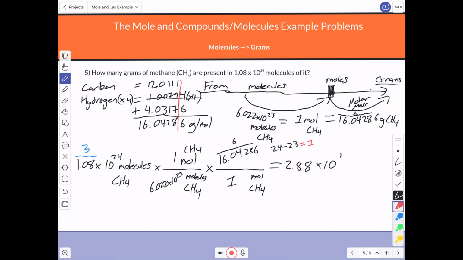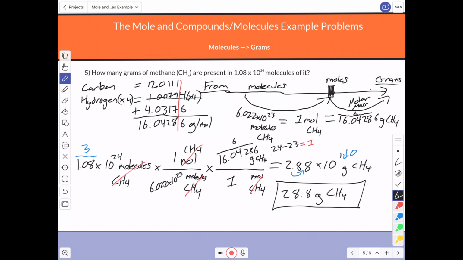And that is, of course, I'm going to cancel everything out. I didn't even put my units here, which should be grams of CH4, and that will be our unit, grams of CH4. Well, let's get that exponent out of there, since it's only times 10 to the 1. I'm going to reduce that down to 0, so I'm going to move that to the right. So that means our final answer should be 28.8 grams of CH4, otherwise known as methane.